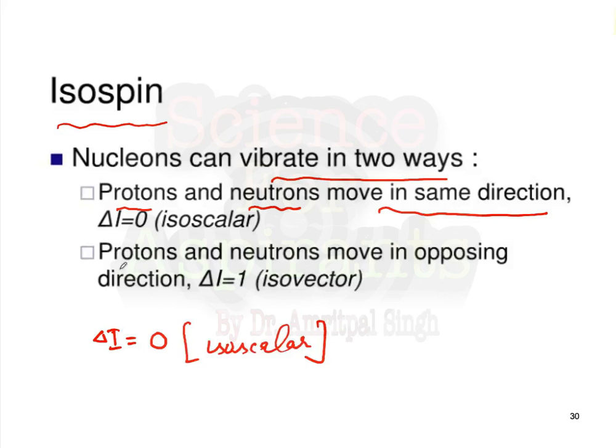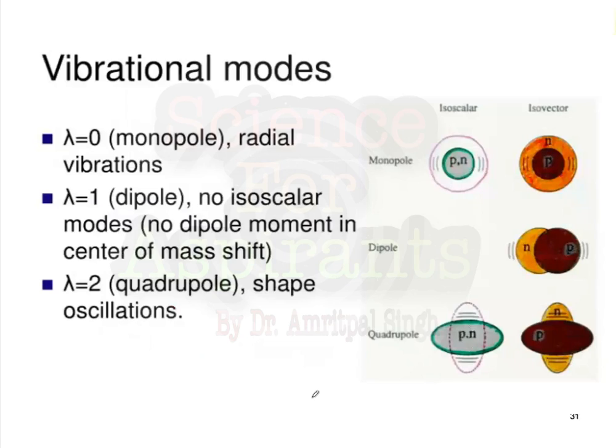And if the proton and neutron are moving in opposite directions, then the total isospin is equal to 1, and that is known as isovector. So based on this concept of isospin, he designed various vibrational modes within the nuclei.